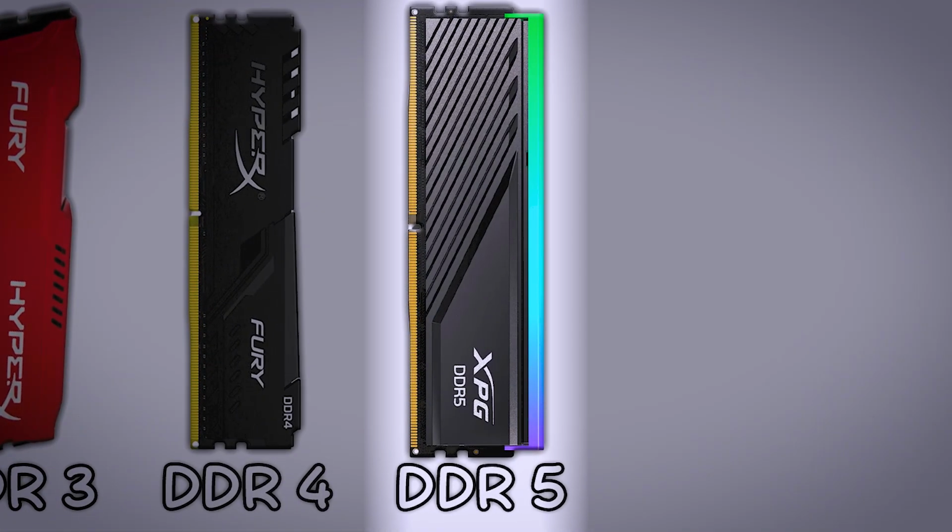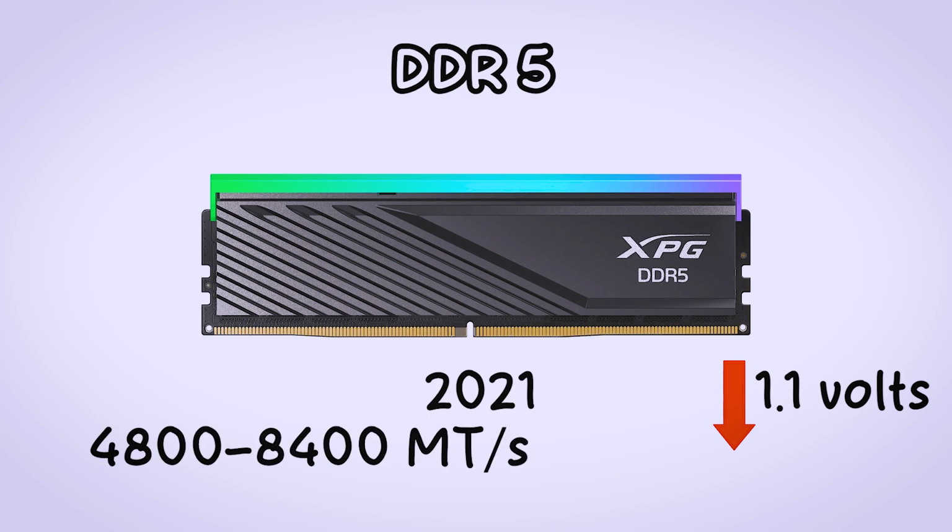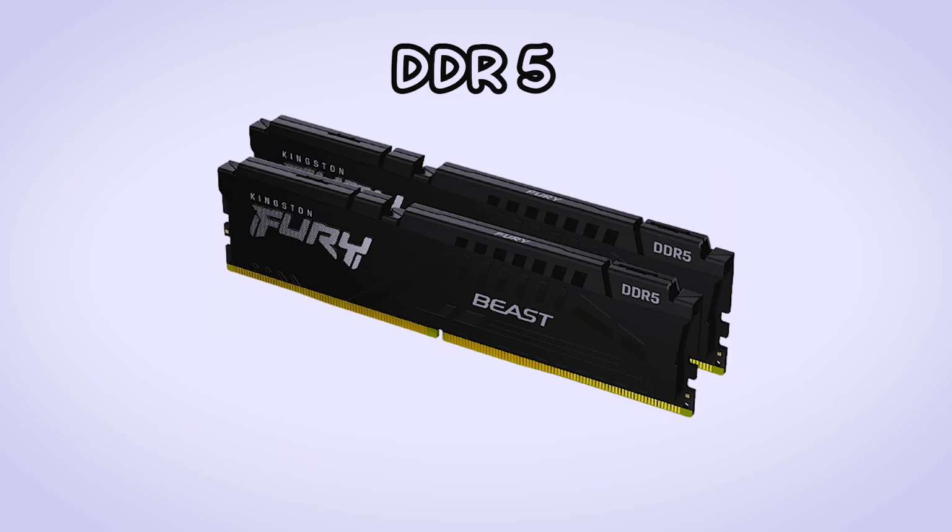DDR5 RAM. DDR5 launched in 2021 and represents the biggest architectural change in RAM history. The voltage dropped to 1.1 volts, and speeds start at 4,800 megatransfers per second, with current modules reaching 8,400 megatransfers per second and beyond. Maximum bandwidth hits 64 gigabytes per second, which sounds insane until you realize modern applications are finally starting to need it.